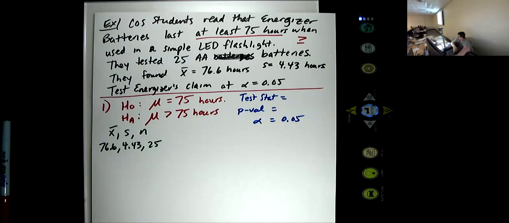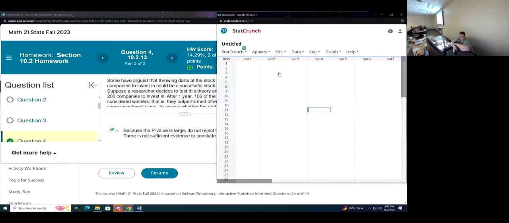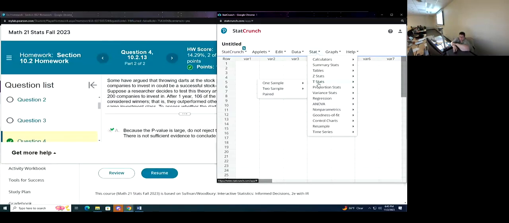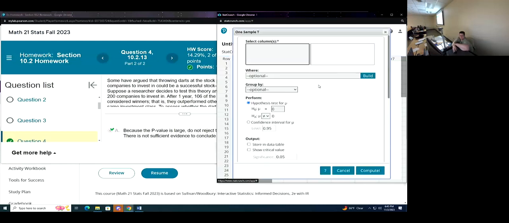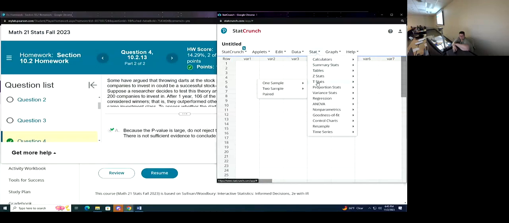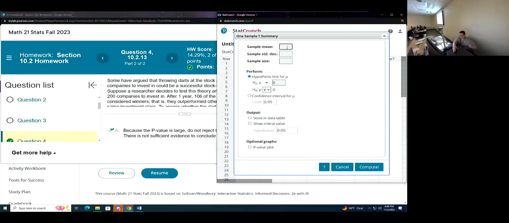You guys ready? So here we're gonna do T Stats, One Sample. I'm gonna show you what the with data option looks like real quick. All it does is it wants us to select a column and do the hypothesis test. We don't have that though. We have a summary. So we're gonna do with summary. And so we have to actually enter in the results. 76.6, 4.43, and sample size is 25. Mu was 75, and HA mu is greater than 75.